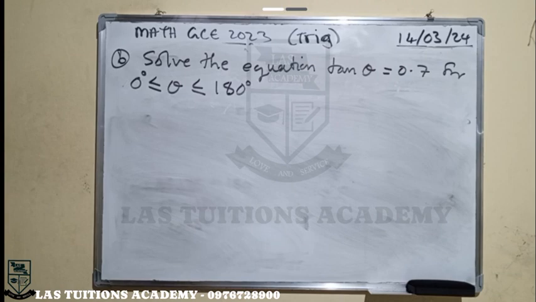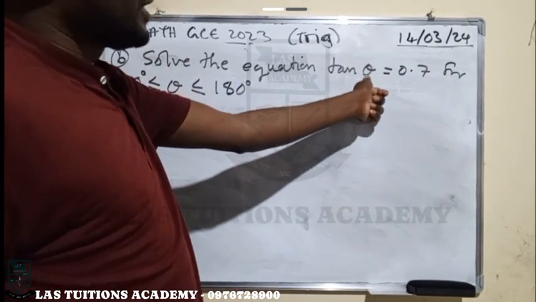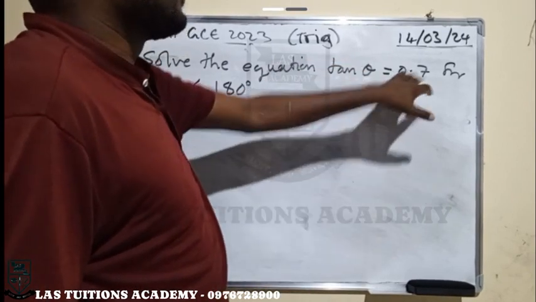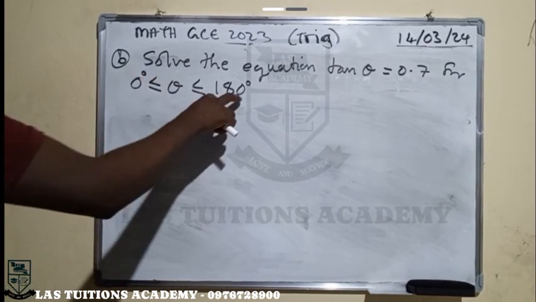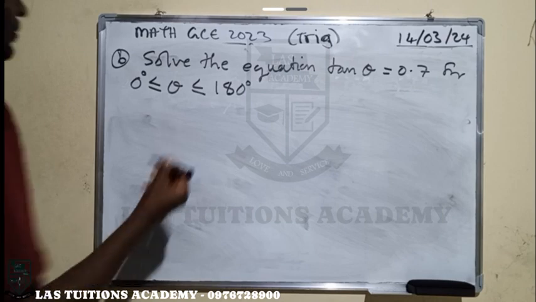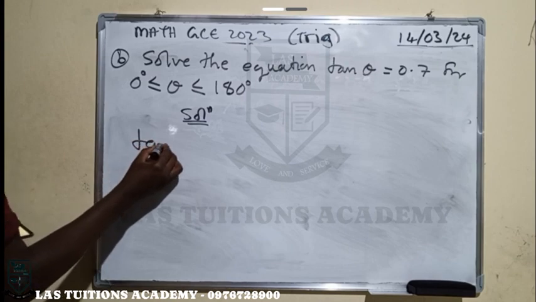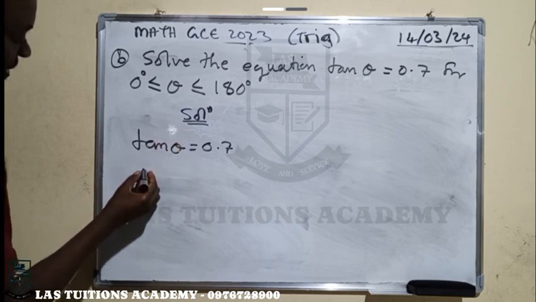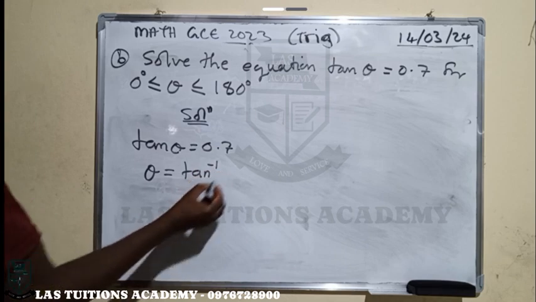We are asked to solve this equation, tan theta is equal to 0.7. We should find the value of theta that gives us 0.7 when we take tan. The theta we're going to find should be between 0 and 180. So how do we work this out? Solution: tan theta is equal to 0.7. To find the value of theta, you say theta is equal to tan inverse of 0.7.